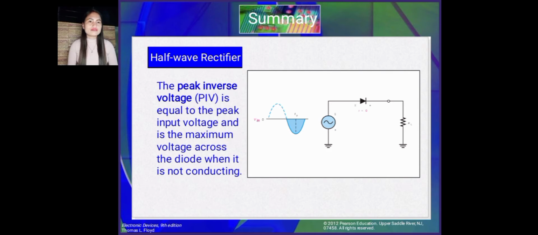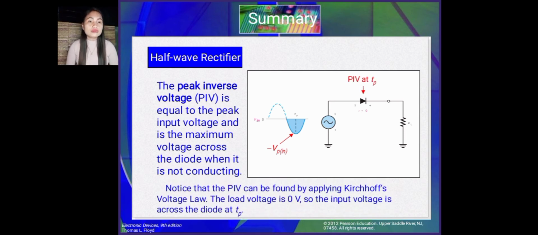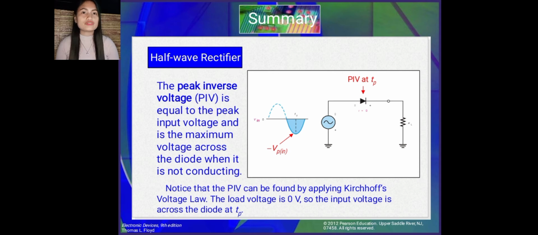The peak inverse voltage, or PIV, is equal to the peak input voltage and is the maximum voltage across the diode when it is not conducting. Notice that the PIV can be found by applying Kirchhoff's voltage law. The load voltage is 0 V, so the input voltage is across the diode at the peak. So the peak inverse voltage, or PIV, equals the peak value of the input voltage, Vp(in). And the diode must be capable of withstanding this amount of repetitive reverse voltage.